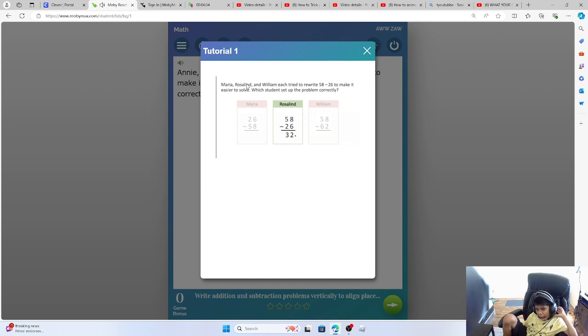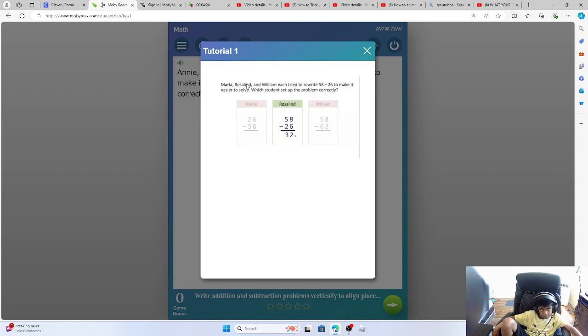Setting up addition and subtraction problems vertically makes them much easier to solve. We just need to make sure our place values are lined up correctly in order to get the correct answer.